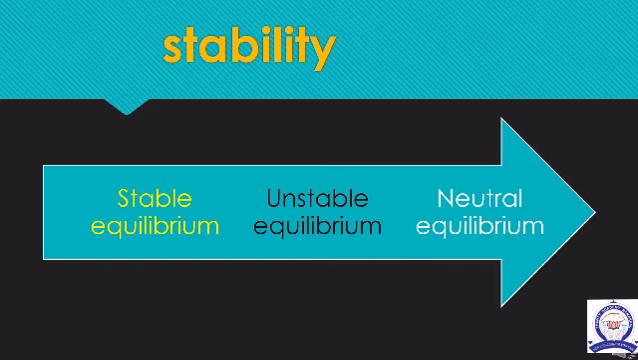Stability. Stability is a measure of the body's ability to maintain its original position. There are three types of stability: stable equilibrium, unstable equilibrium, and neutral equilibrium.